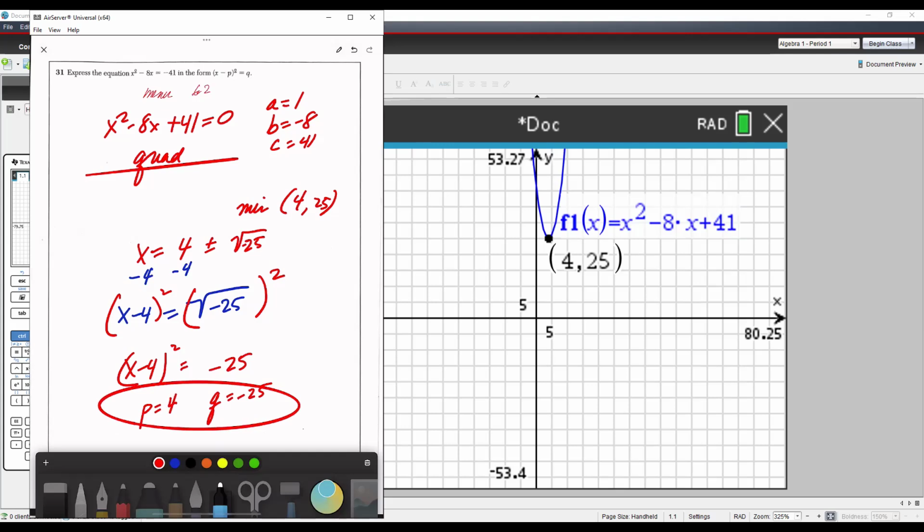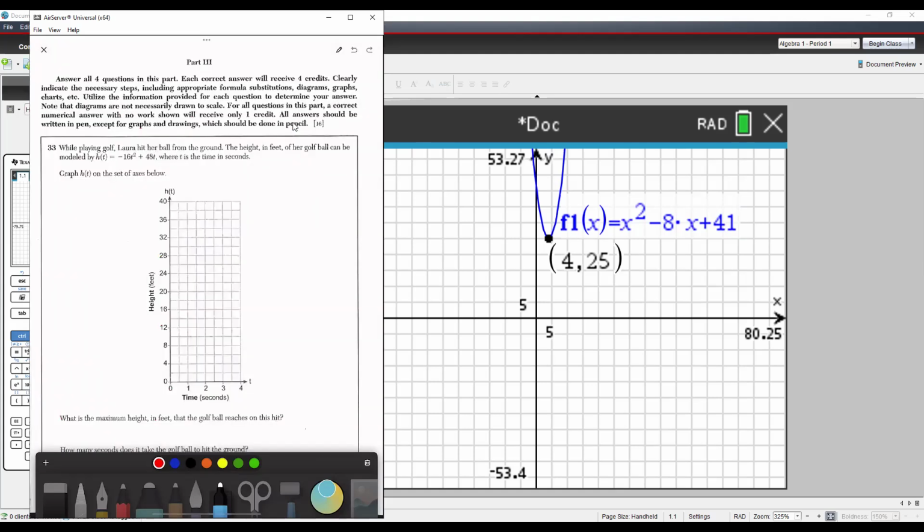Yep, that's it. So basically, again, once you find the minimum, you're going to know what the solutions are. It's going to be the x part, the axis of symmetry, and then you're going to take the square root of the negative of the y coordinate. So that's it. All right, now let's see. I got one more I want to do.